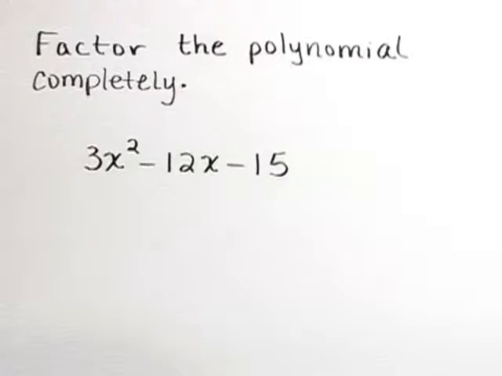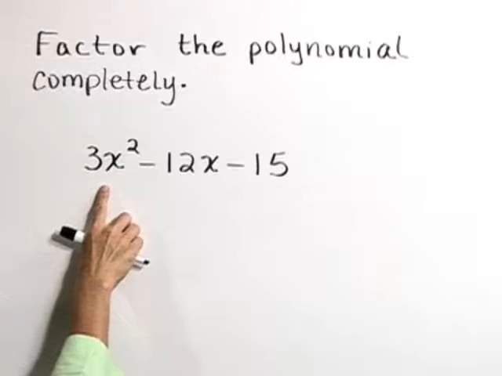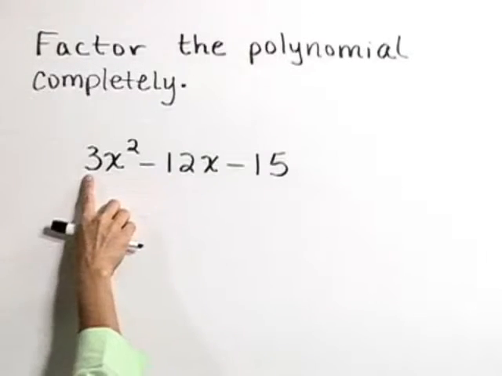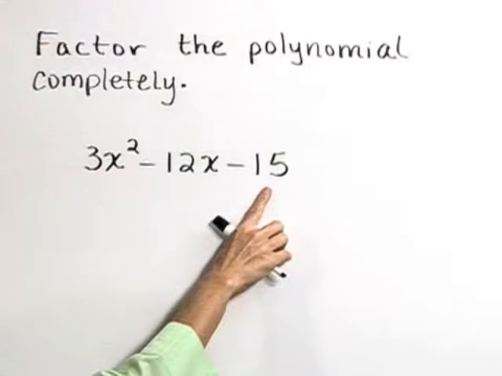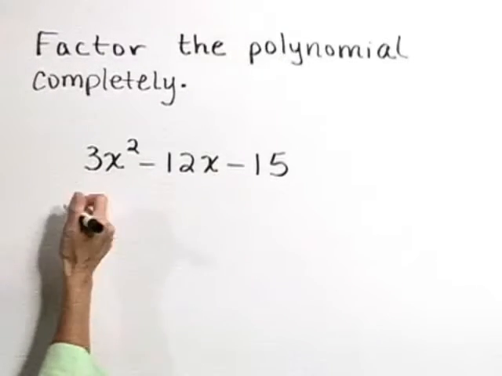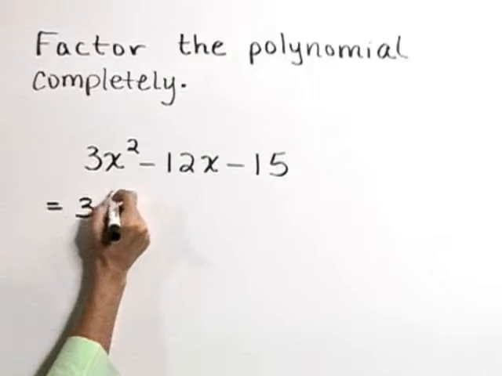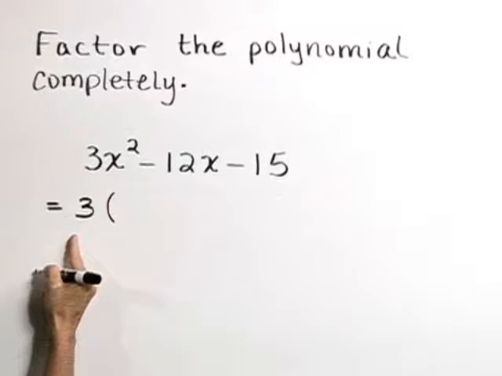Factor the polynomial completely. 3x squared minus 12x minus 15. Let's first start by noticing that there is a greatest common factor among the numbers 3, negative 12, and negative 15 of 3. So let's pull that greatest common factor of 3 out first.